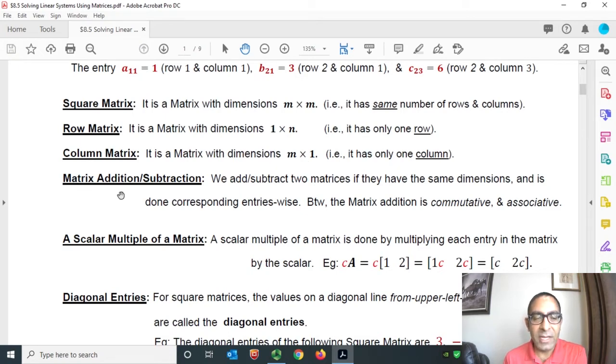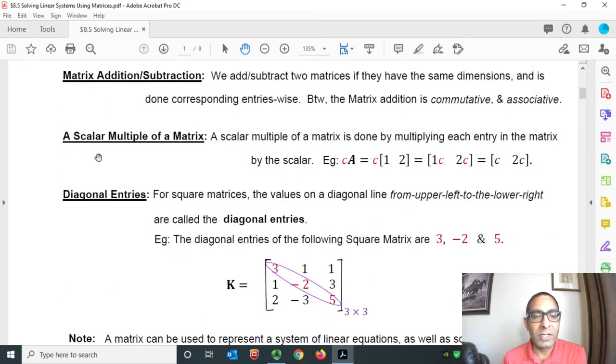Matrix addition and matrix subtraction. We add or subtract two matrices if they have the same dimensions, and we perform the addition and subtraction corresponding entry-wise. By the way, matrix addition is commutative and associative.